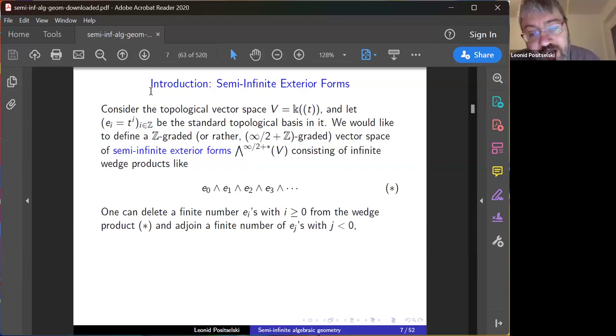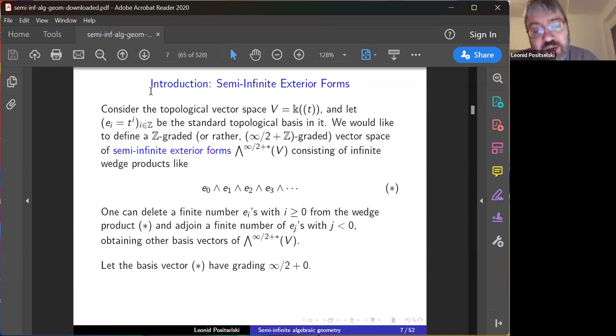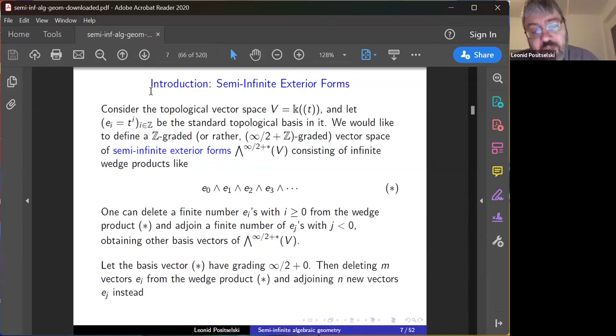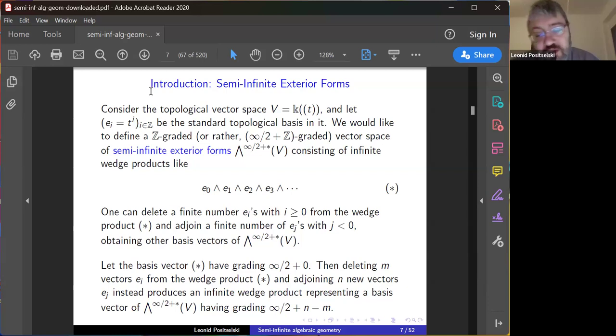delete a finite number of e_i with i greater or equal to 0 from the wedge product star and adjoin a finite number of e_j with j less than 0, obtaining other basis vectors of Lambda^{infinity over 2 plus star}(V). Let the basis vector star have the grading 0. Then deleting m vectors e_i from the wedge product star and adjoining n new vectors e_j instead produces an infinite wedge product representing a basis vector of Lambda^{infinity over 2 plus star}(V) having grading n minus m.